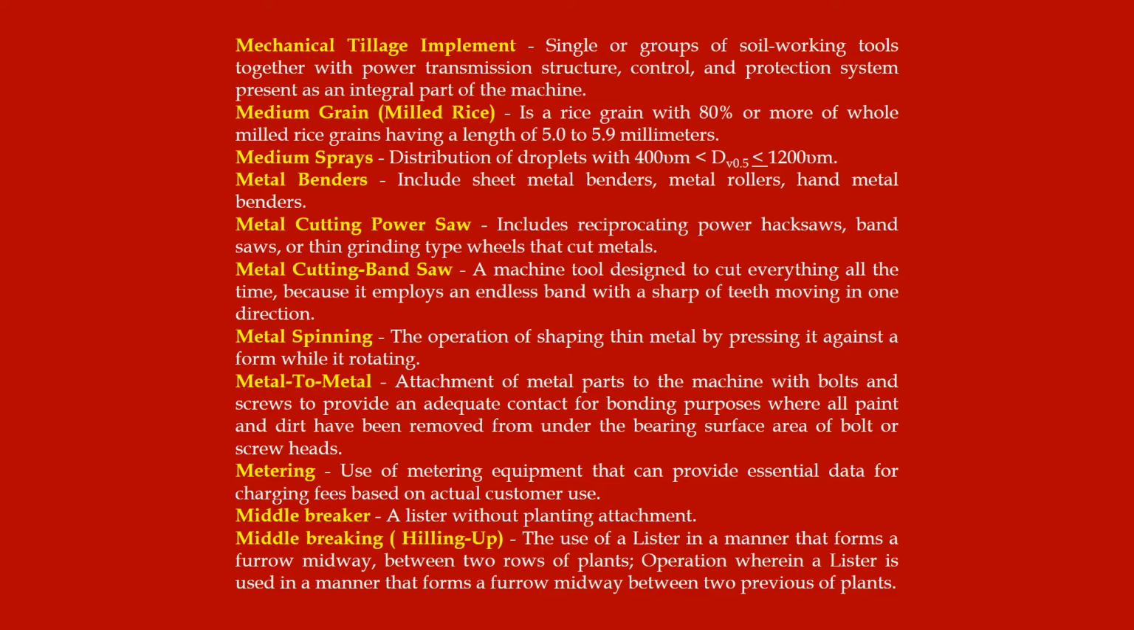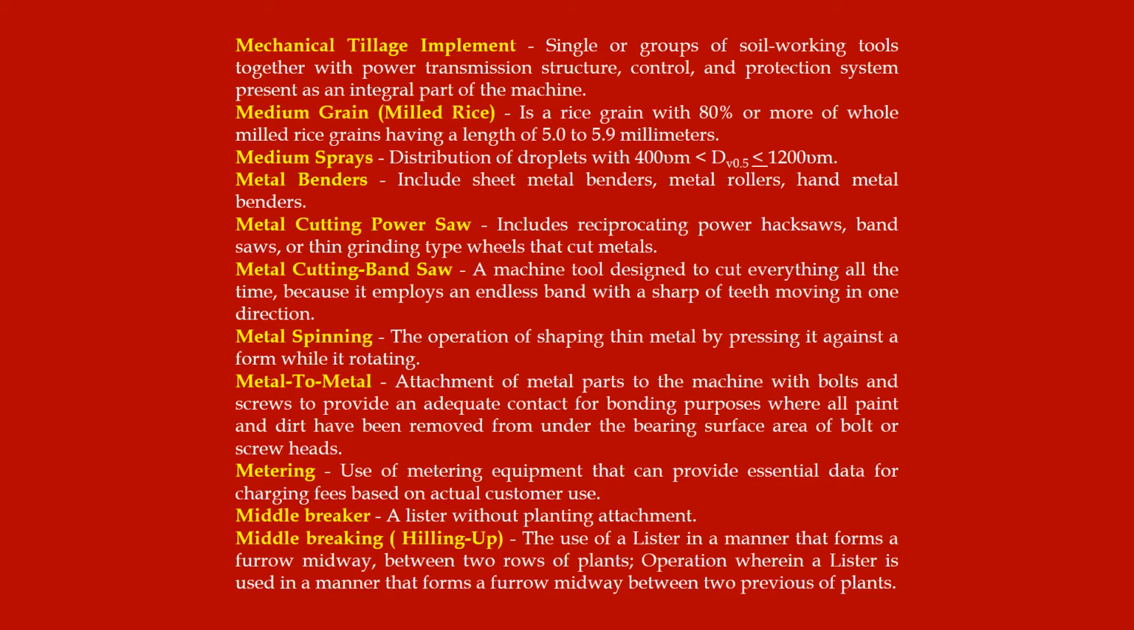Medium sprays: distribution of droplets with 400 micrometers less than Dv0.5 less than 1200 micrometers. Metal benders: include sheet metal benders, metal rollers, hand metal benders, metal cutting power saws, including reciprocating power hacksaws, band saws, abrasive and grinding type wheels that cut metals. Metal cutting band saw: a machine tool designed to cut metal because it employs an endless band with a series of teeth moving in one direction.